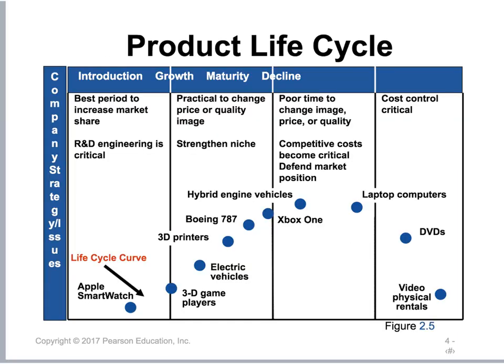Product life cycle, we'll skip that. We spoke about it already. But here are just some examples: the Apple smartwatch is still in the introductory growth phase, so it's a different approach, such as also electric vehicles. Mature would be the Xbox or laptop computers. And then on the decline, some computers are really on the decline. I think more PCs are declining. DVDs are probably dead. I haven't seen a DVD in a long time. And then physical video rentals, like a video store, that's dead.